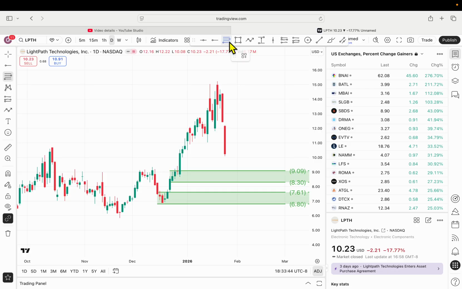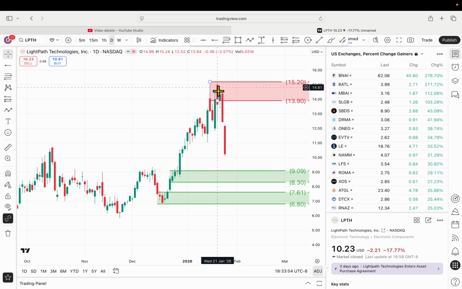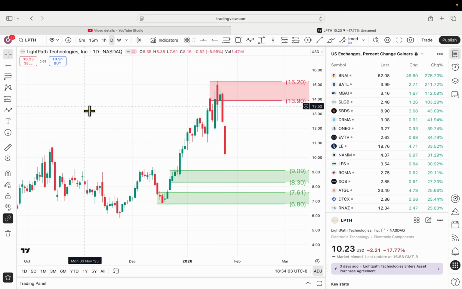Now I'm going to draw a resistance level. We don't have to set our target here, but if you were looking for an area where sellers might start to show up again, look what the sellers did the last time we got to 15. It took a month to double, and it gave up half of the gains in 2 days. These small cap technology stocks can be very, very volatile, okay?